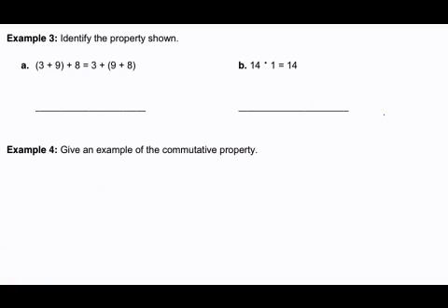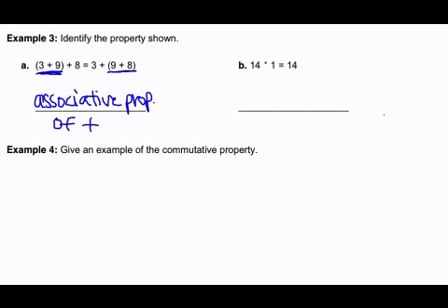So example 3 says identify the properties shown. So in part A, notice that there are parentheses. So we're looking at groupings. So first we're grouping 3 and 9 together. In the second, or the other side of our equal sign, we are grouping 9 and 8. So that's a change in grouping. So that's going to be the associative property. Notice that it is addition, so it's the associative property of addition. And make sure you denote which operation you're using.